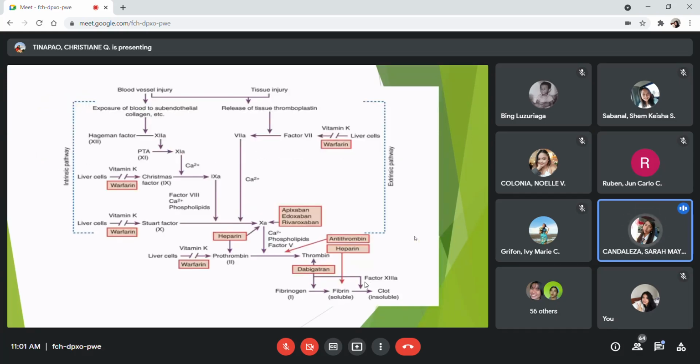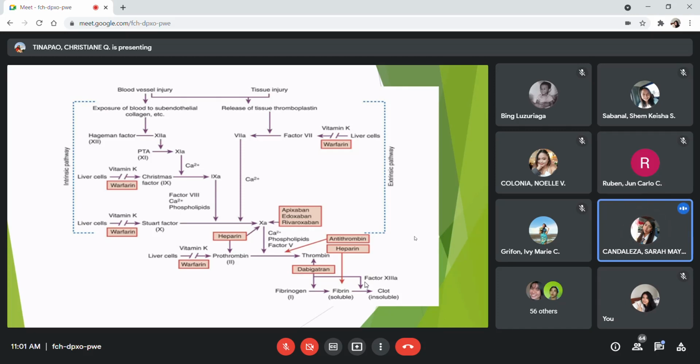So the difference between the intrinsic pathway and the extrinsic pathway is that the intrinsic pathway starts when there is trauma in the blood or a blood vessel injury, and the extrinsic pathway starts when there is vascular tissue trauma or a tissue injury. In the intrinsic pathway, it begins with blood vessel injury, and then when factor 12 contacts exposed collagen, it activates and catalyzes the activation of factor 11.